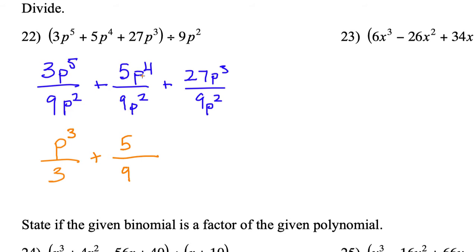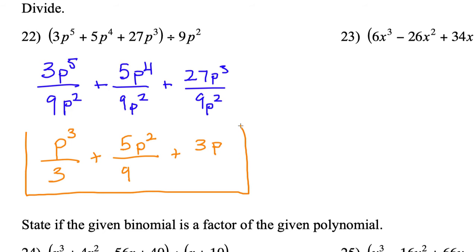But p to the power of 4 divided by p to the power of 2 is just p to the power of 2. Again, I subtract 4 minus 2, and I get 2. And finally, 27 divided by 9 is 3, so this is going to be plus 3p divided by just 1 on the bottom, so I can just leave that. And again, I'm doing 3 minus 2 to get 1, and if I just have p to the power of 1, I can just leave that as 3p. And that is my final answer. Box it.